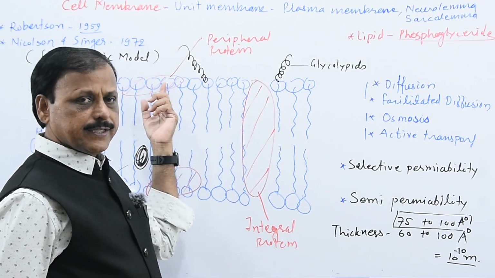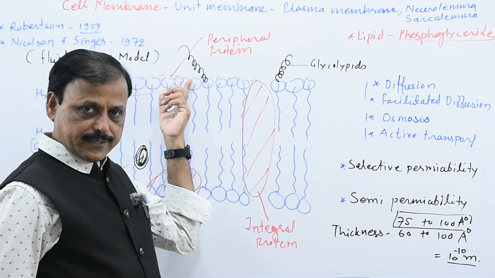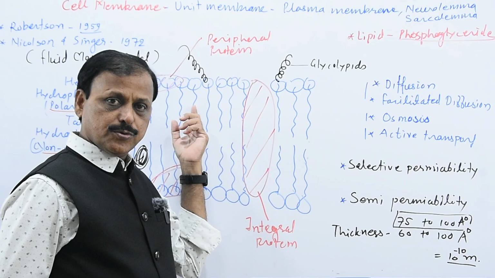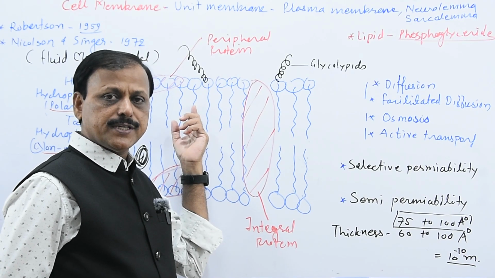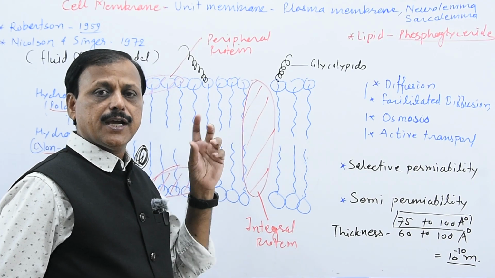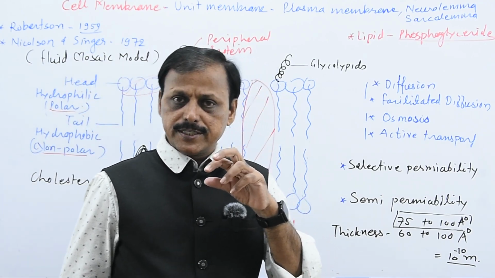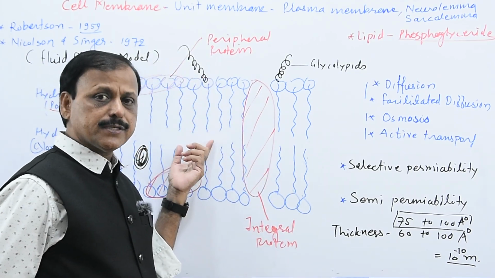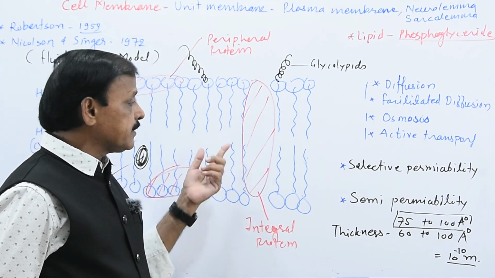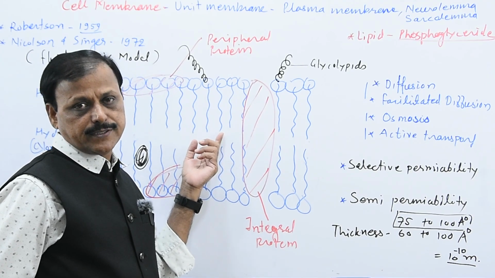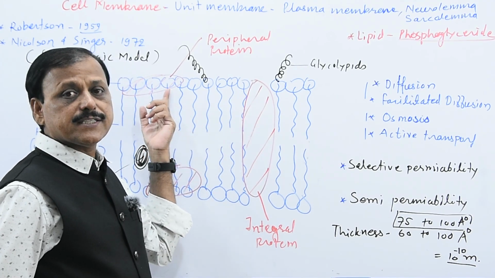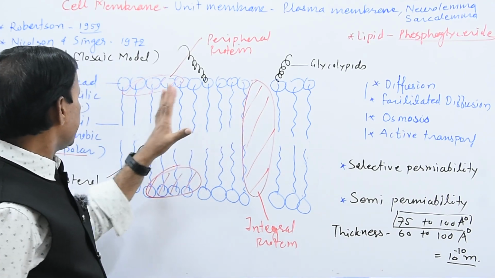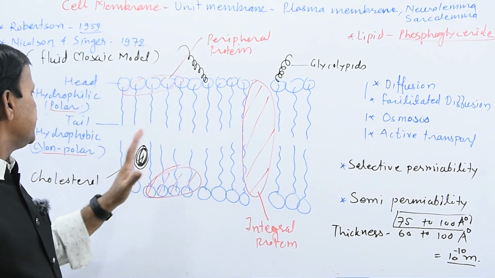Now, some of these proteins which are present at the peripheral part or embedded are also called acceptor proteins. So in animal cells, there are acceptor proteins because hormones, except steroid hormones, that is peptide and amine hormones, have receptors in the cell membrane, because these hormones cannot move across the membrane, but they are received by that receptor protein. And therefore, those proteins are called receptor proteins in the membrane. So here we understood the entire structure of the cell membrane with this diagram.